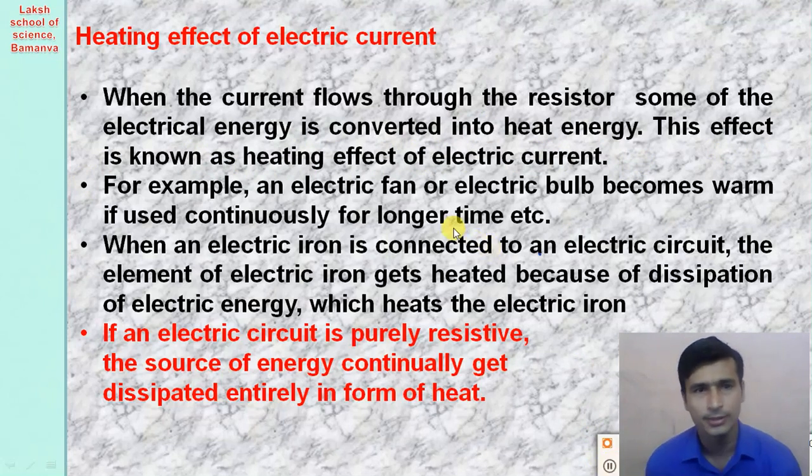So dear students, when electric current is passing through the circuit, some of the electrical energy is converted into heat energy. When we supply an electric potential at the two ends of the conductor, the electrical energy is used to flow an electric current. But some of the electrical energy is converted into heat energy, and this effect is known as the heating effect of electric current.